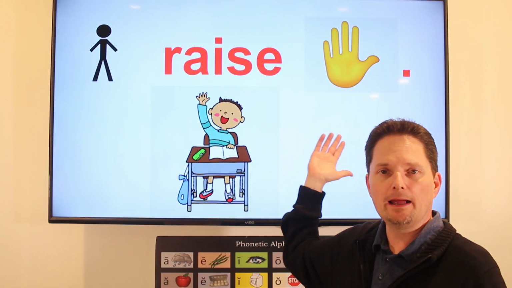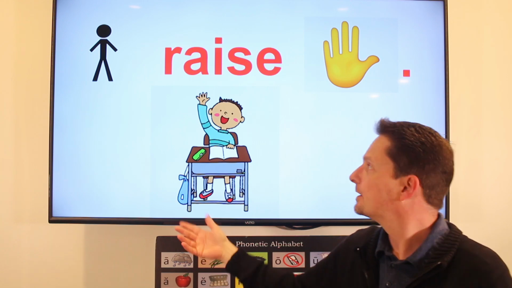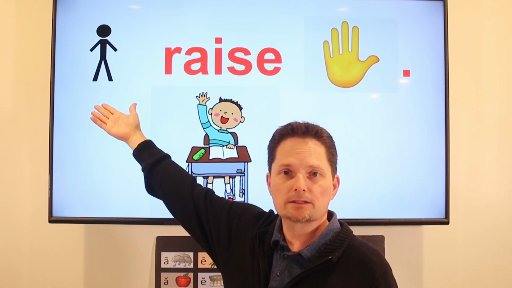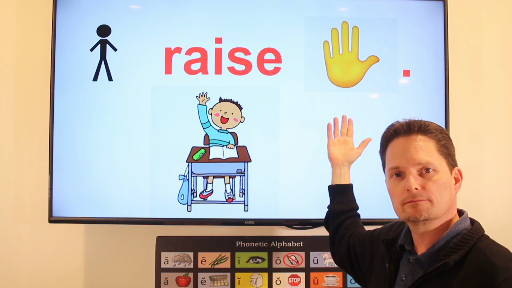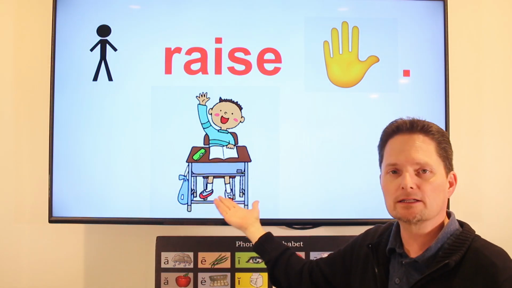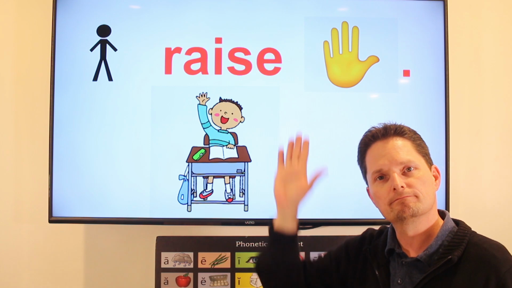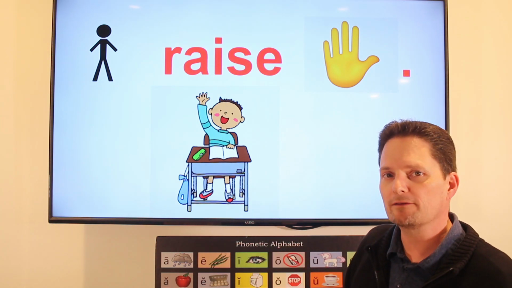Example. I raise my hand when I have a question. With raise, we need a subject, a person doing it, and we need an object, hand. I raise my hand when I have a question. Do you raise your hand when you have a question?